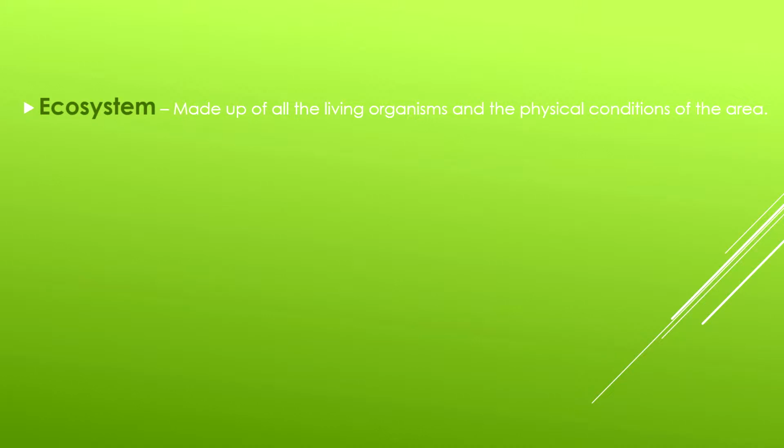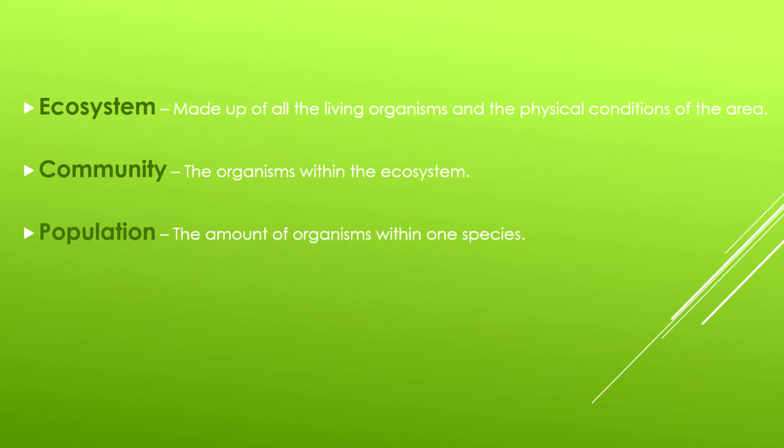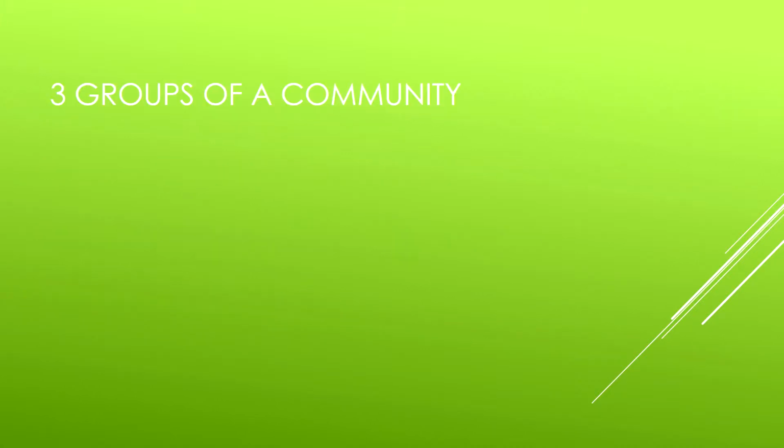and this is made up of all the living organisms and the physical conditions of the area where the organisms live, the community, which are the organisms within the ecosystem, population, which is the amount of organisms within one of the species in the ecosystem, and the habitat, which is where the organisms live.